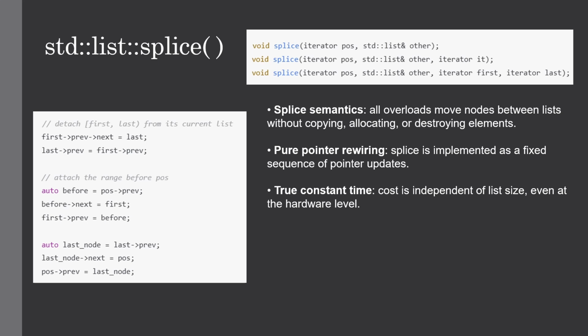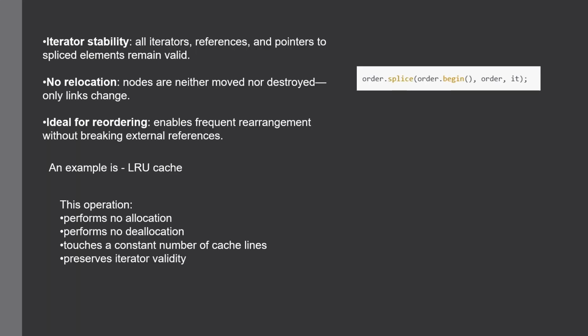After a splice, all iterators, references and pointers to the moved elements remain valid. This is an official strong guarantee in C++. This holds because nodes are never reallocated or destroyed. Only the links between them are changing. This guarantee makes splice uniquely suited to ordering problems where elements must be rearranged frequently without invalidating references held elsewhere in the system.